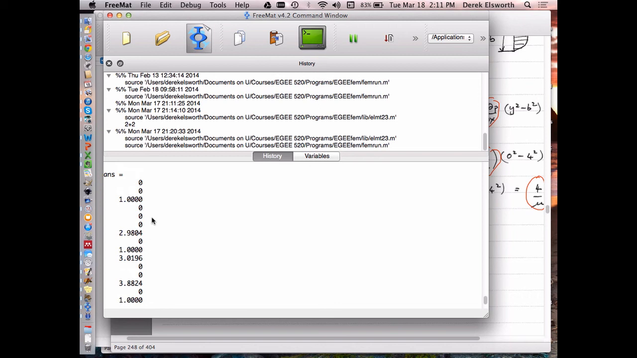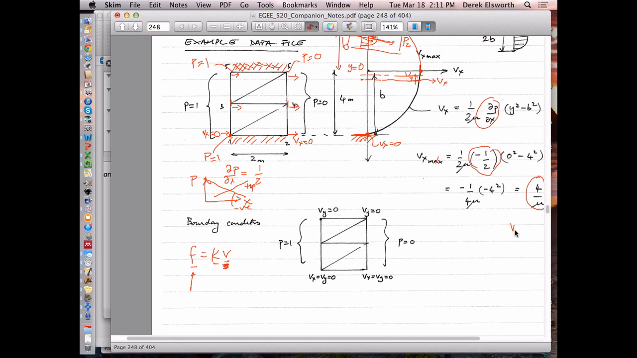And so let's look at what the individual components on this would be. Remember, it's arranged so that the first three terms are for node 1, second three terms are for node 2, third three terms are node 3, etc. And in each of those, the order is velocity in the x direction, velocity in the y direction, and pressure. It just repeats each time, right?